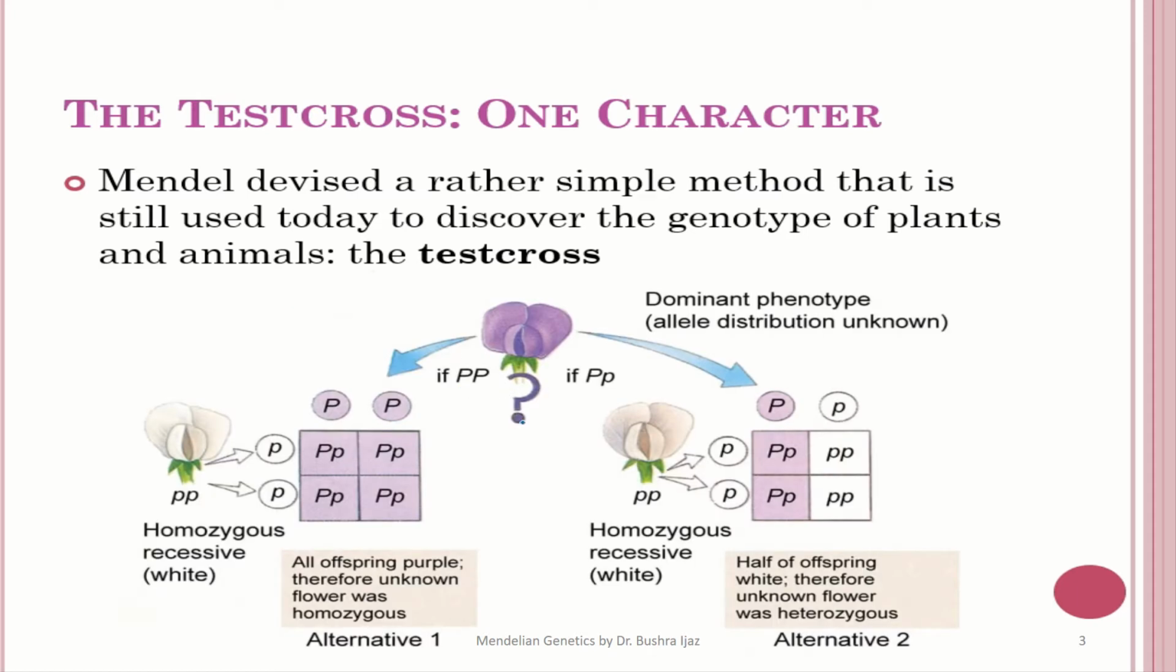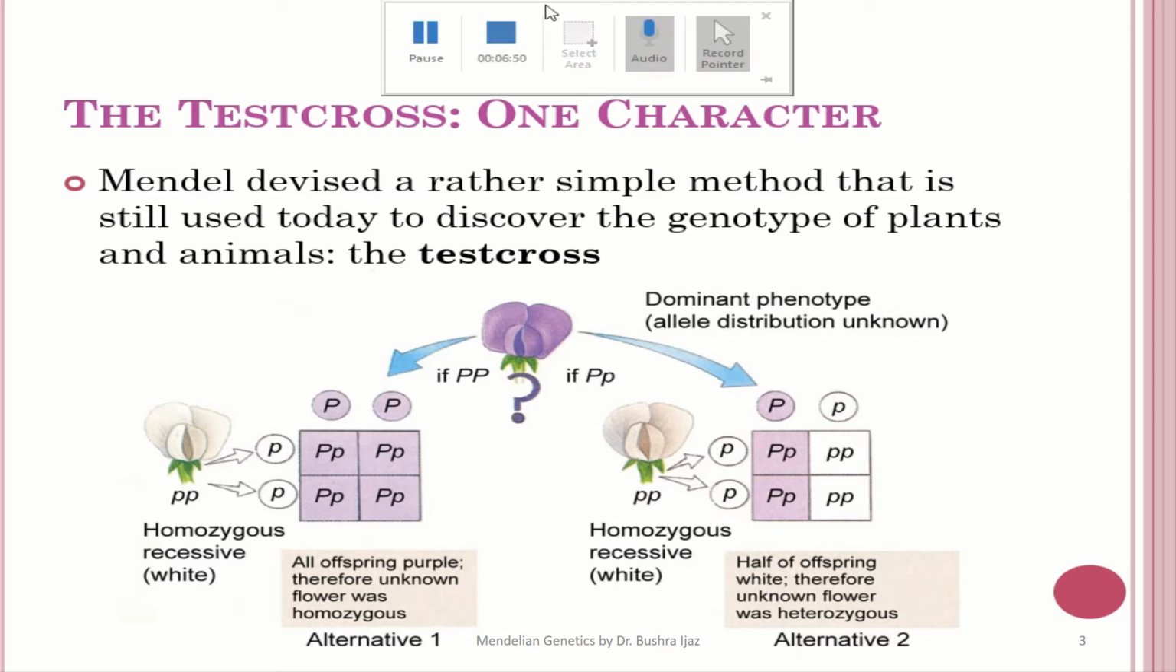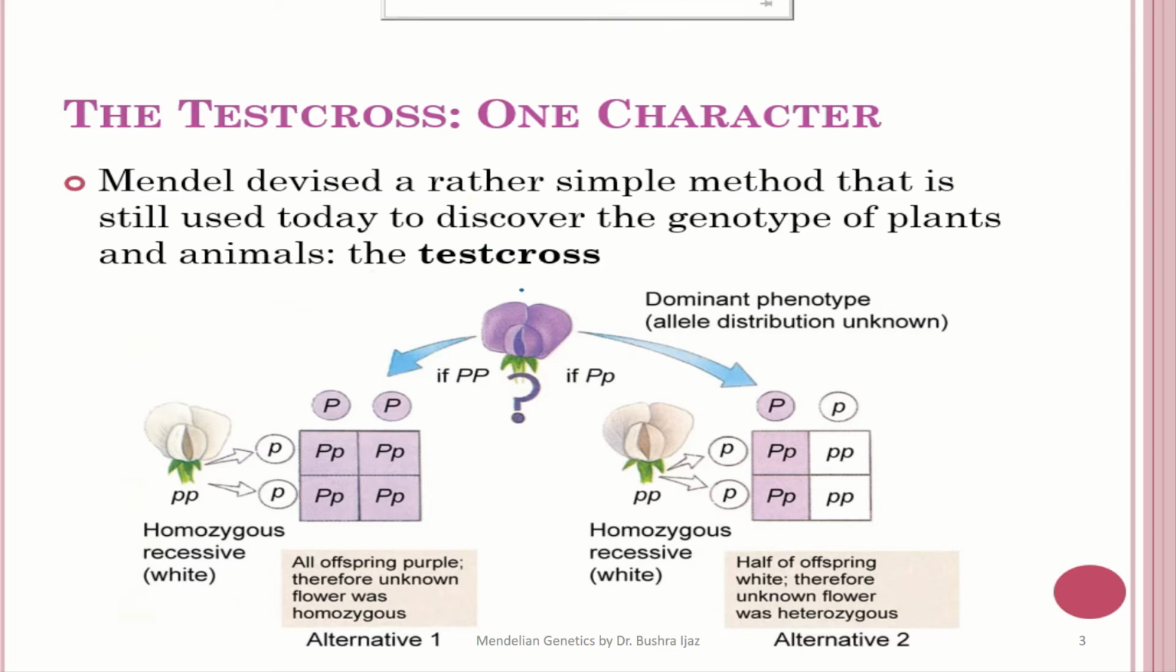Here you can see this is the flower, the purple color flower, which is under consideration, or this is the test organism for which we are going to make test crosses. Normally we know that this purple color is a dominant phenotype, but we don't know the genotype. What is the allelic distribution? That was unknown.